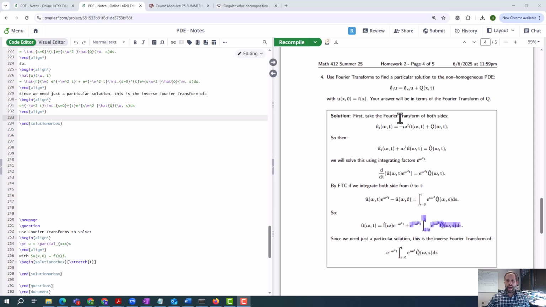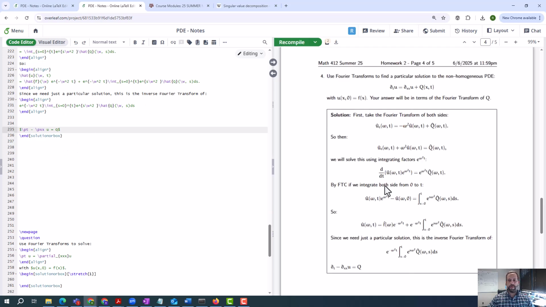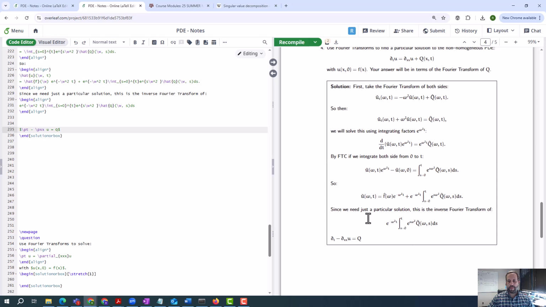And when I say a solution to the full non-homogeneous problem, really what I mean is something like this. It's a solution. If you look at u_t minus u_xx equals q, this thing here is a solution to this problem. Meaning, if you take it and plug it into here, you're going to get q.